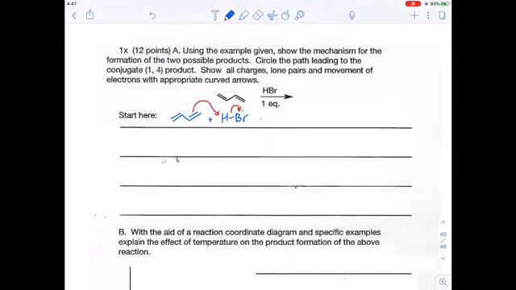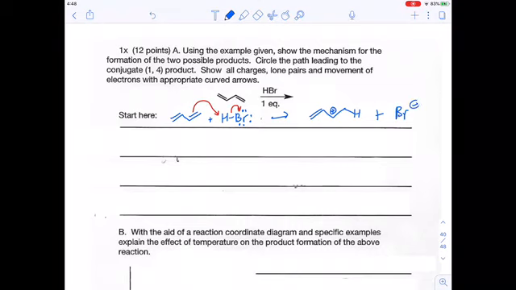So the first step is that the electrons are going to pull the H off from the HBr, and these electrons are going to return to the Br. And this leaves you with this carbocation and the H now added onto it, and the Br anion.